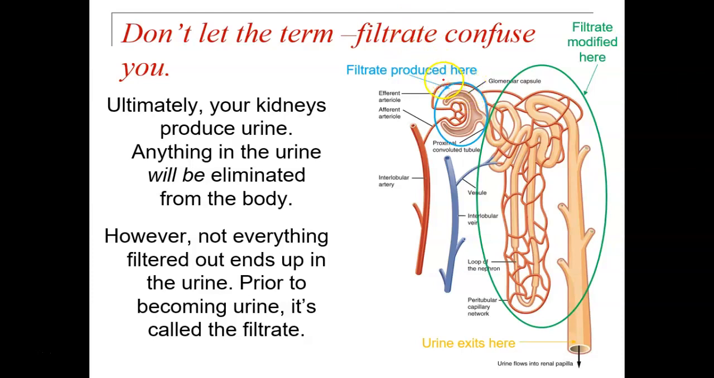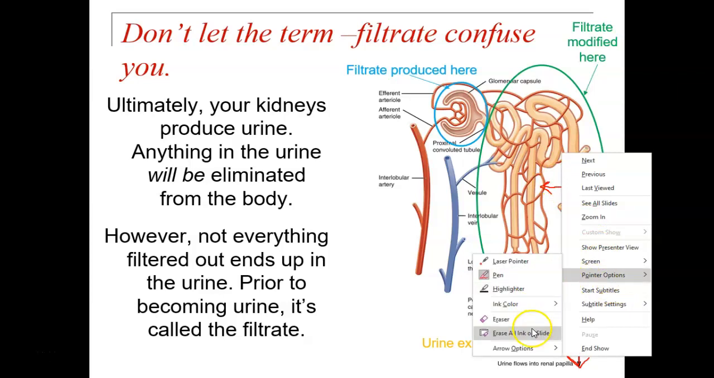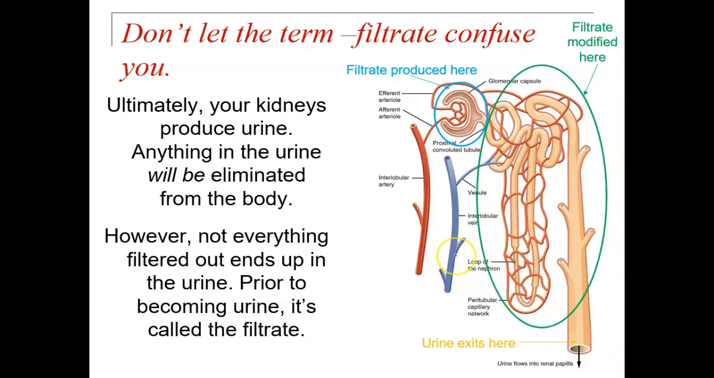So filtrate is produced here in the renal corpuscle. Here is where that filtrate is modified. Ultimately your kidneys produce urine, and anything in the urine will be eliminated from the body. But before it becomes urine, we can steal and beg and barter, and pull things from the tubule and from the duct and reabsorb them back into the bloodstream, because as long as it's in the bloodstream, it's going to remain inside of the body.